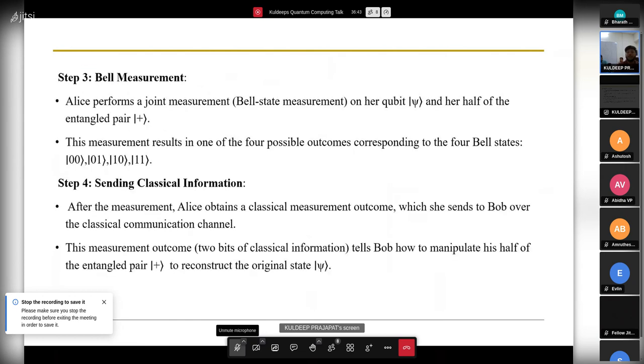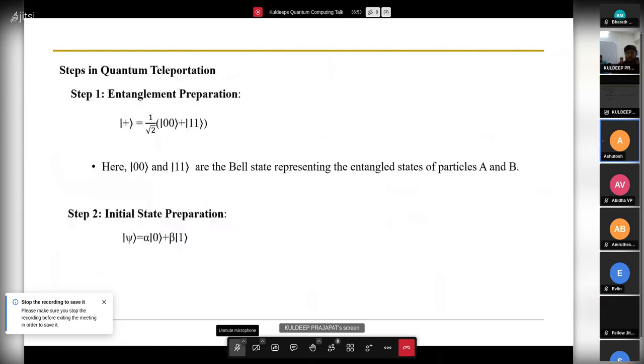So Alice performs a joint measurement on her. Sorry to interrupt you. Go to the first step, entanglement preparation. Out of the four Bell states, can we choose any one, or is it customary to choose a particular one like 00 and 11? Anything, anything that is entangled. Okay, okay.